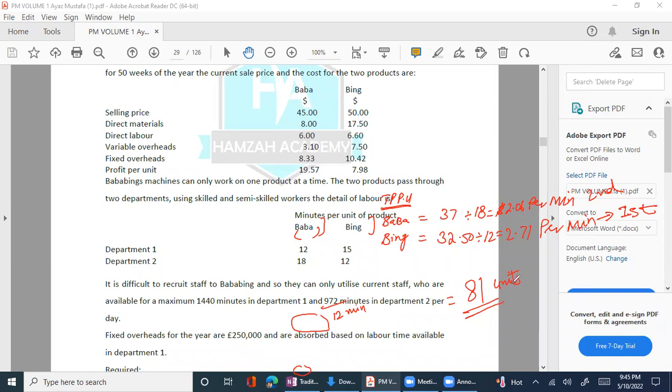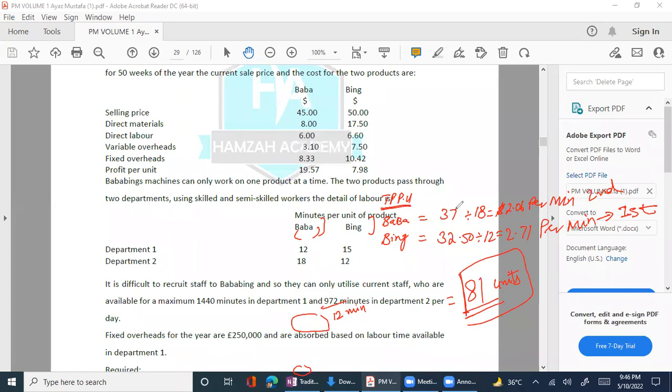Is it clear? So what we learned is that, first of all, we need to calculate throughput per unit. Then we need to calculate throughput per hour. And then we will rank our priority, first, second. And if there is no restriction related to demand, then we will use the whole time to produce the product which is at the first number. And let's say the question restricts that we can only sell 60 Bings. We cannot sell more than 60 units of Bing.